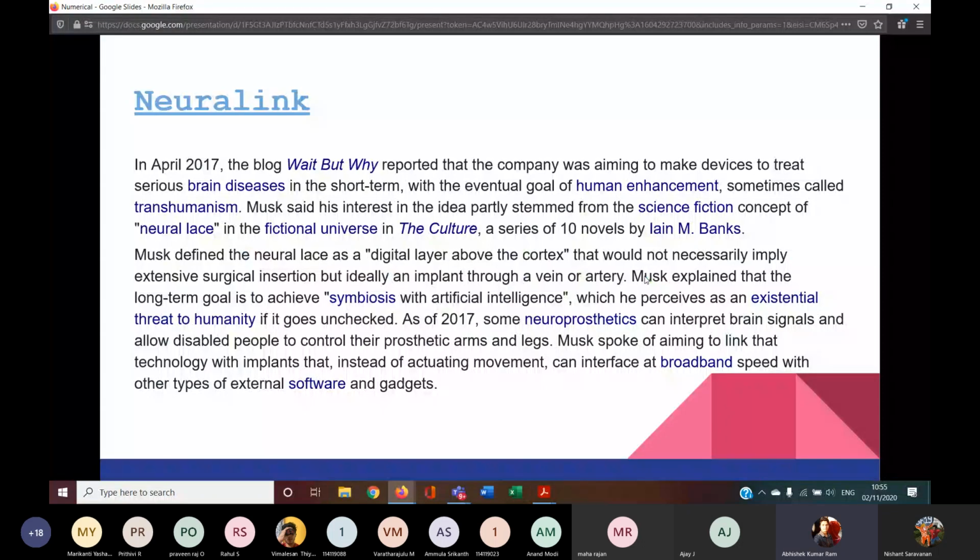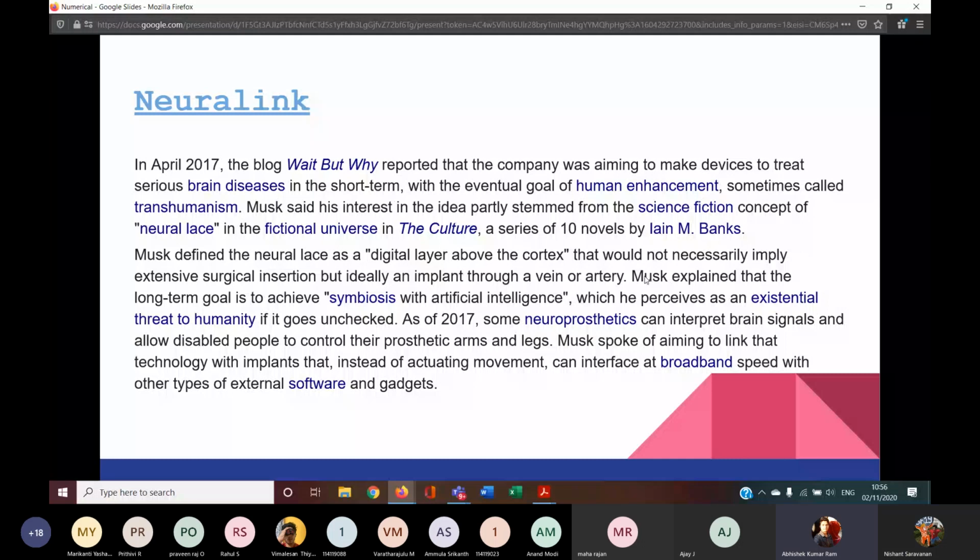Now this is one of the most important things which I thought that I must discuss with you all, or must explain to you all. It is Neuralink. Now there are many students who may know about Neuralink and many others who don't know what Neuralink is. So let me give you a brief detail about Neuralink. Neuralink is the next generation, or you can say it is the future of computers.